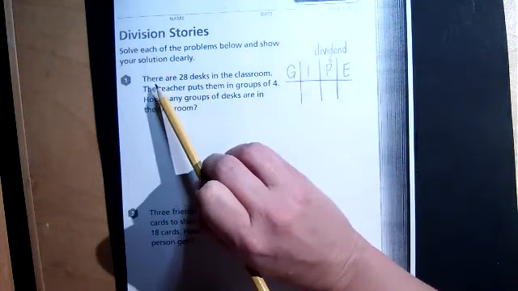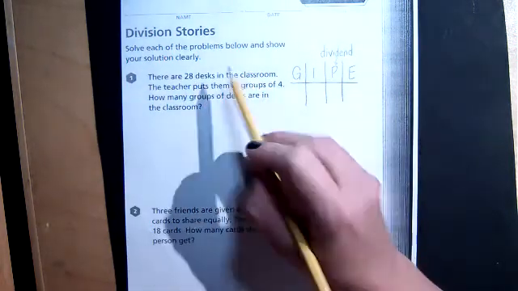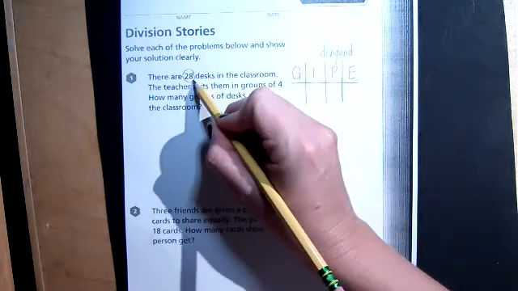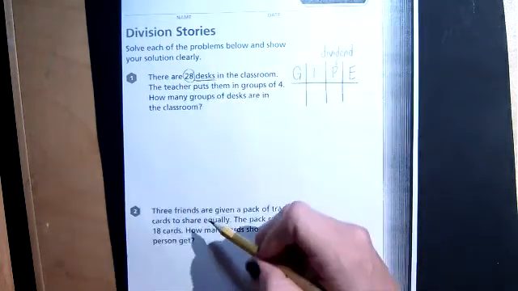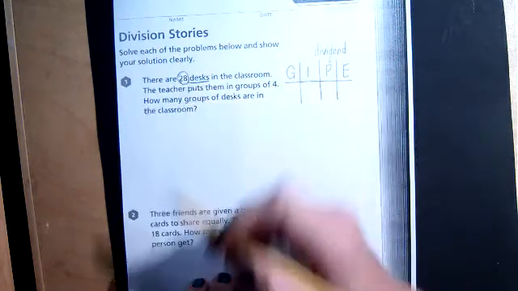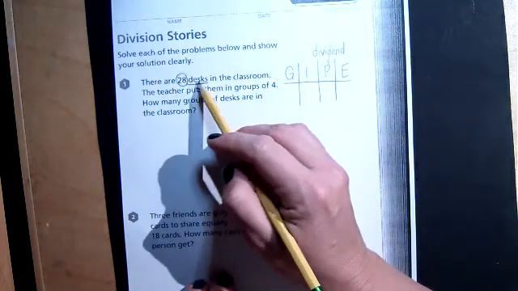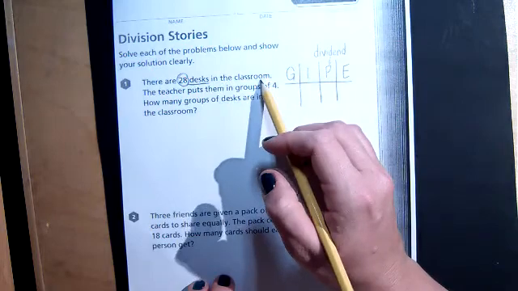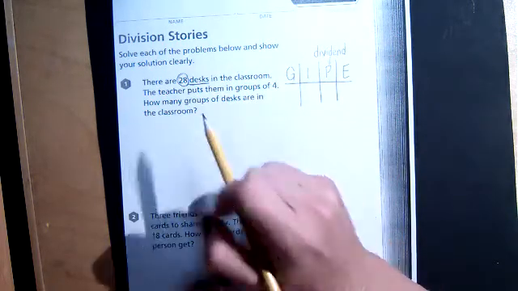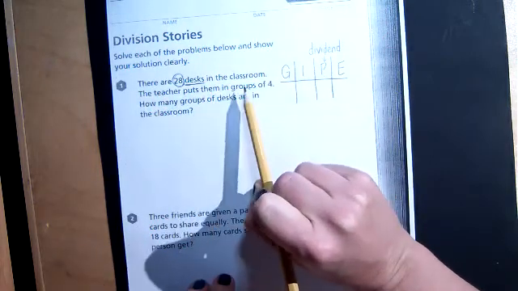So this story says there are 28 desks in the classroom. So 28 is really important because 28 tells us a very important number in our story. If we ever have stories on paper, we are going to practice circling our numbers. So there are 28 desks in a classroom. That's a lot of desks, but that might be because there are 28 students in that class. The teacher puts them in groups of 4.